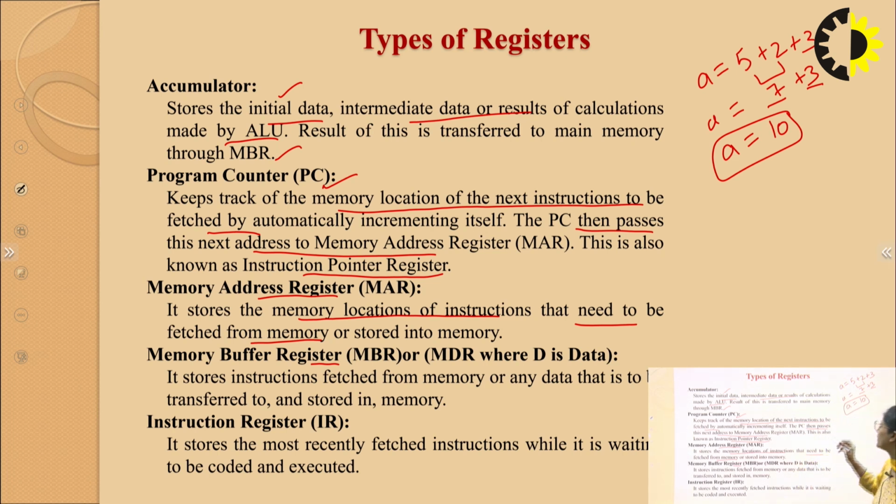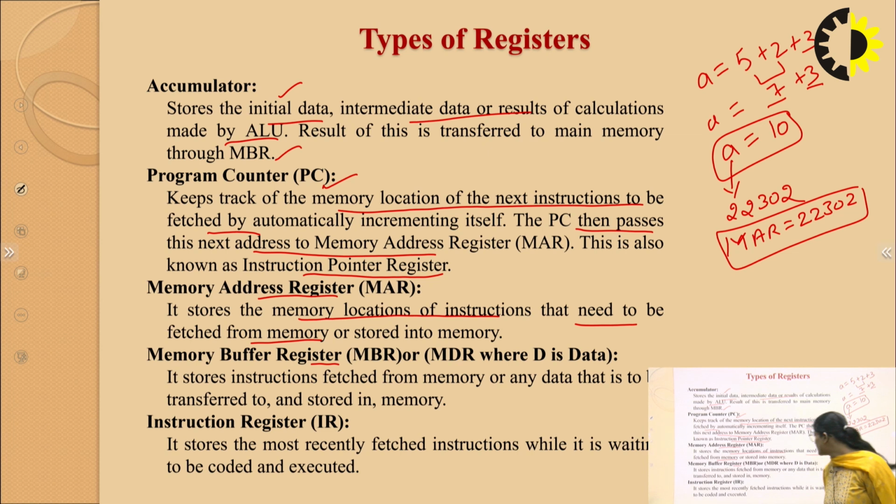Like we want to fetch the value A. So A has some address in memory, like it has address 22302. So memory address register will store 22302. This is the work of memory address register.